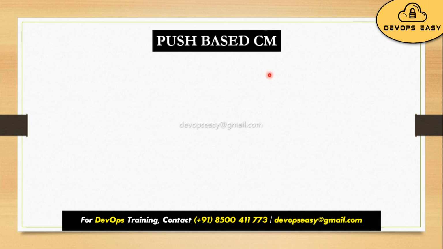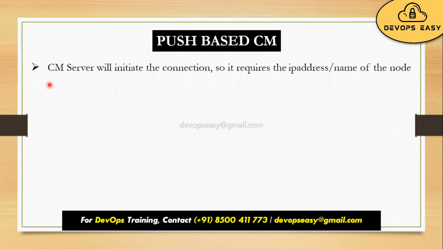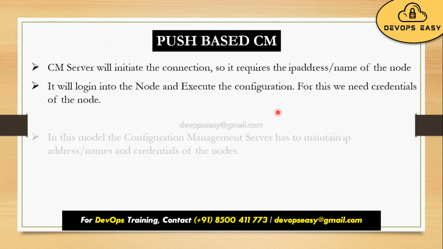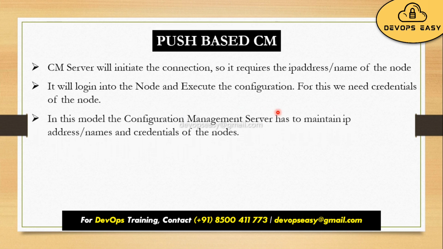Push based means the configuration management server will initiate the connection, nothing but the master will communicate with the server. For that, it requires the IP address and name of the server. It will log in to the server and execute the configuration, and for that it needs credentials in order to log into the node. So in this model, the configuration management tool maintains the IP addresses and credentials of the nodes. Ansible is a push based configuration management tool.